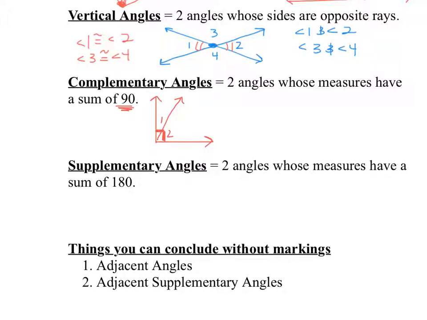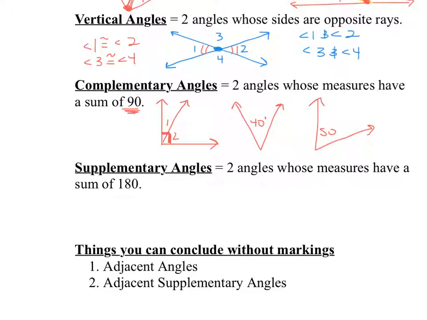I could do an angle here that's 40 degrees, and another angle here that's 50 degrees. And we would say those are complementary angles because 50 plus 40 equals 90. Okay, so as long as the two added together equal 90 degrees, they are complementary. So they can be next to each other, but they don't have to be next to each other. Okay.